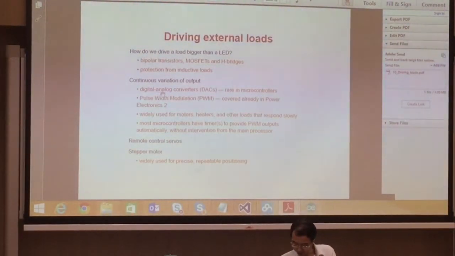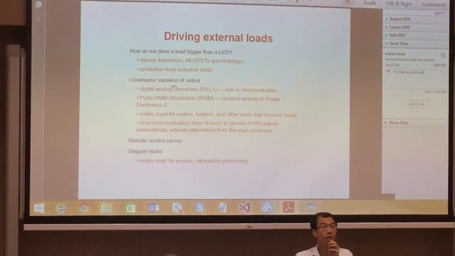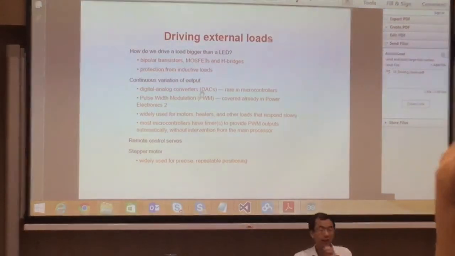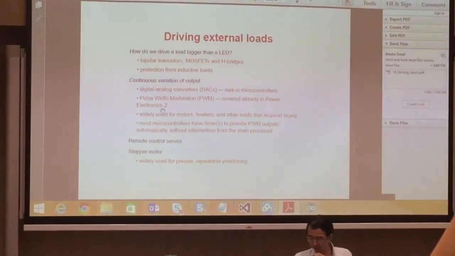And we are also going to discuss the outputs. Earlier we said we only use digital outputs, which are only 0 or 1. But if we want some value in between, some precise voltage values, how can we do that? We can use DACs, or we can use the method called pulse width modulation. We are going to discuss this part in more detail.